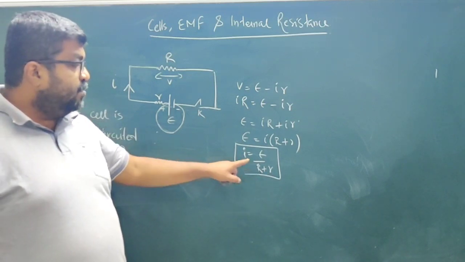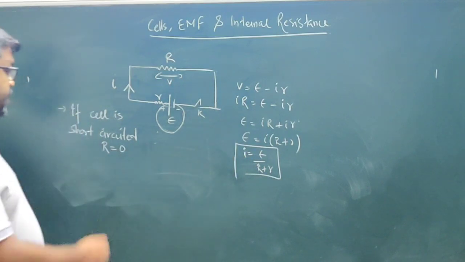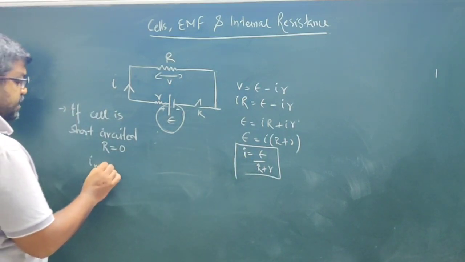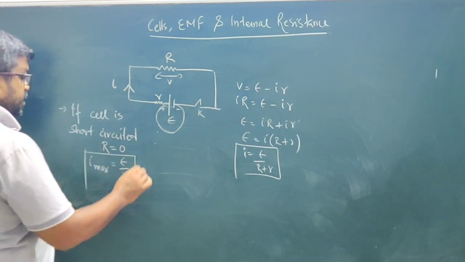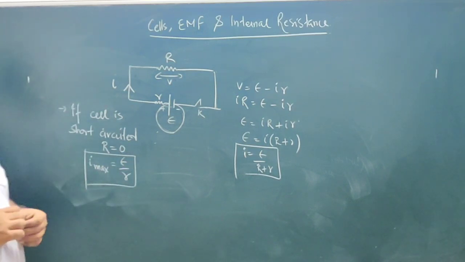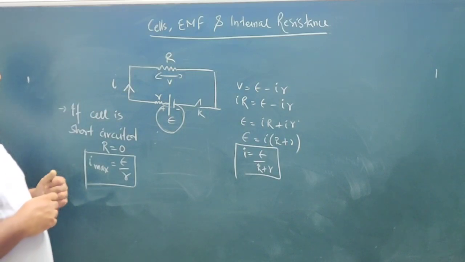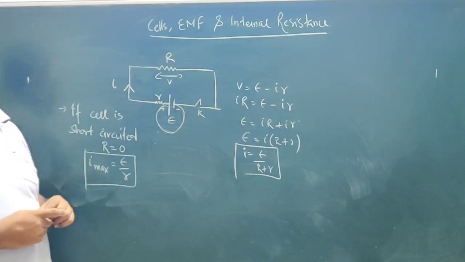So if this quantity is minimum, this current will become maximum. So we have maximum current. I max is equal to E by R. So maximum current will flow through the cell when the cell is short circuited.